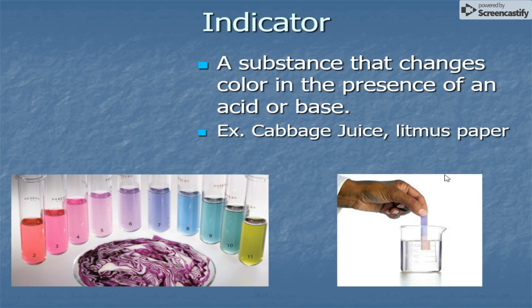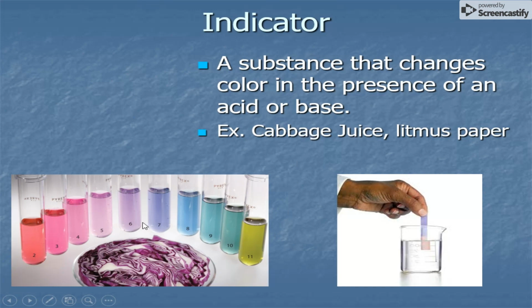And the last thing we're going to talk about is something called an indicator. And so what a pH indicator is, if you just have a clear liquid, you can't see the pH. So you don't know if it's dangerous. You don't know if it's acidic or basic. So sometimes in chemistry, we use indicators to show us when something becomes neutral, or when something becomes acidic, or when something becomes basic. Cabbage juice is actually a really good natural indicator.